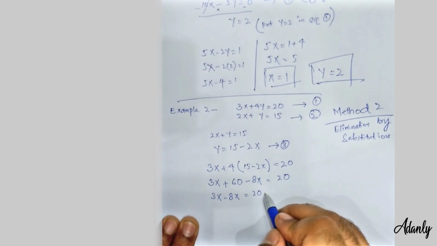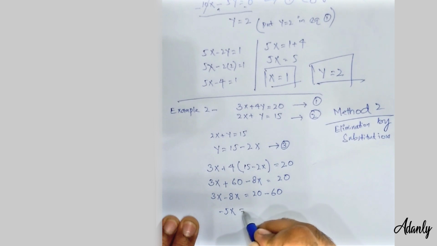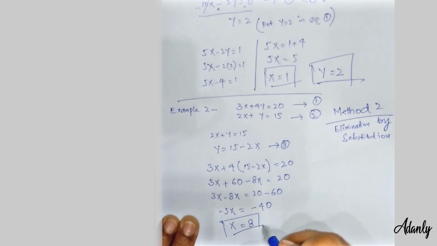That will become minus 60 over here. It will become minus 5x equals minus 40. So divide both sides by minus 5. So x becomes 8. So we have the value of 8 over here.